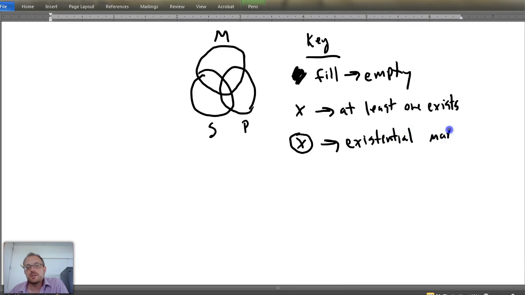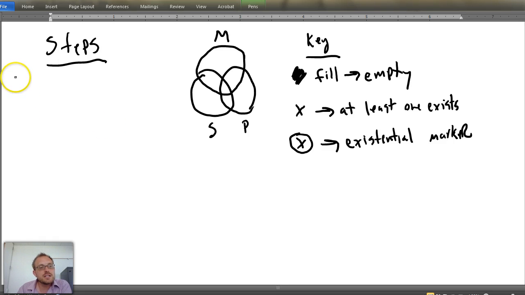These are the only three things we can do when we look at a categorical syllogism where each circle represents a class. Now I want to go over the steps for how to diagram, but more importantly, how to assess the validity of a statement. Some of the things you're going to have to know here, whenever you use a Venn diagram to determine validity, oh, and I forgot to mention one thing.